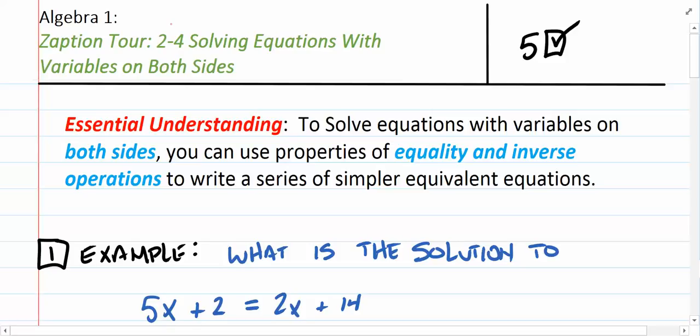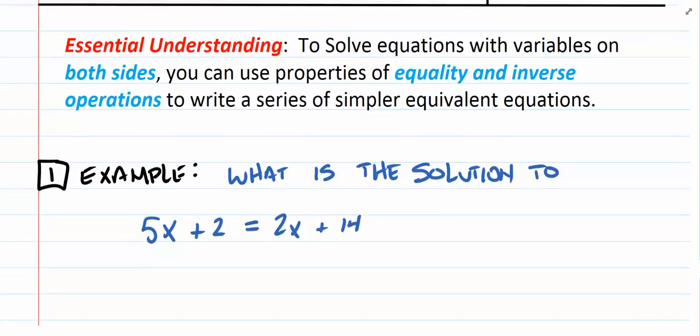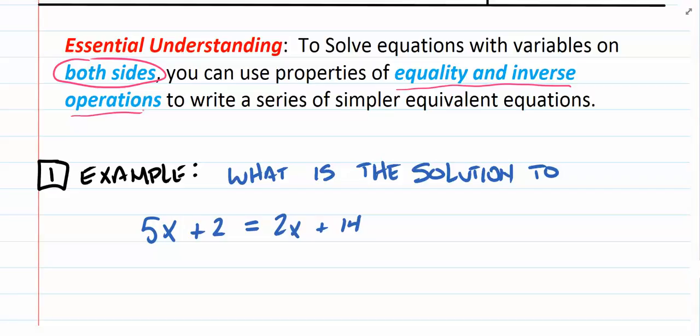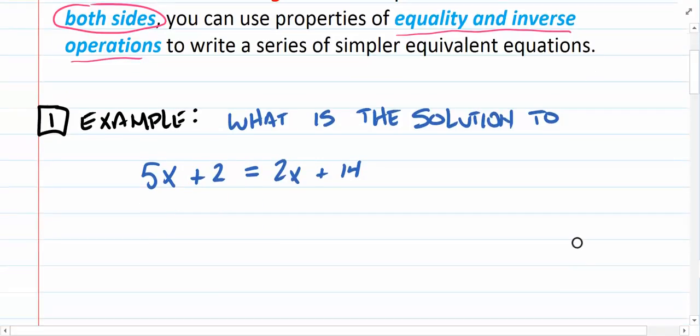Okay, welcome to Zaption Tour 2.4, solving equations with variables on both sides. The essential understanding in this lesson is that if you're going to solve an equation with variables on both sides, you can use the properties of equality and inverse operations to write a series of simpler equivalent equations. So let me get started for you right here with an example, okay?